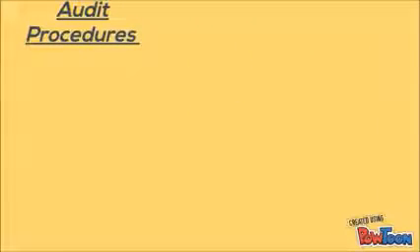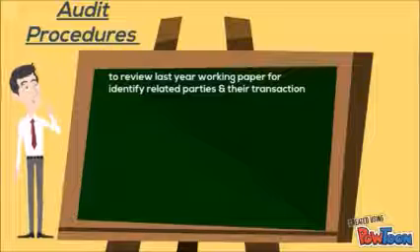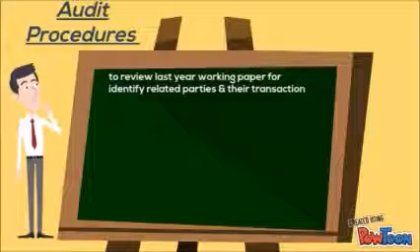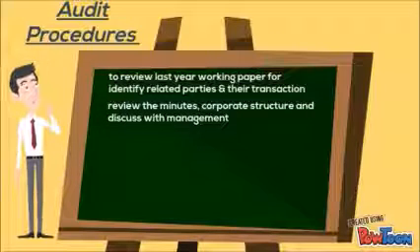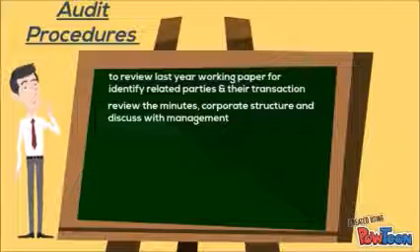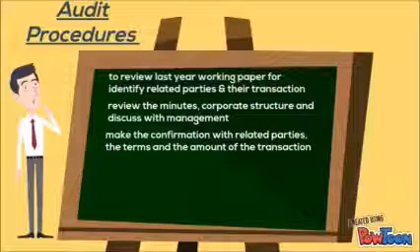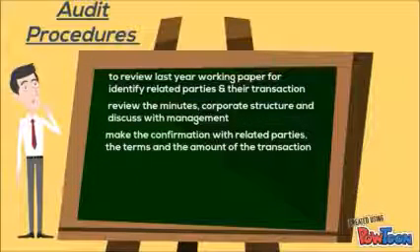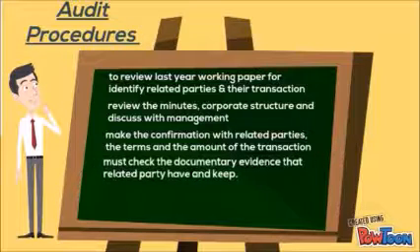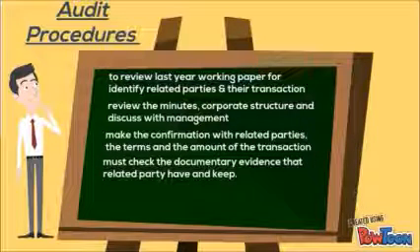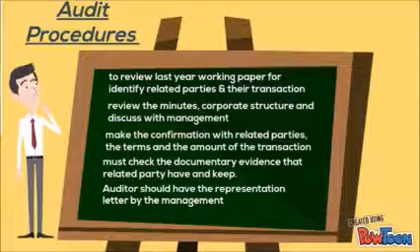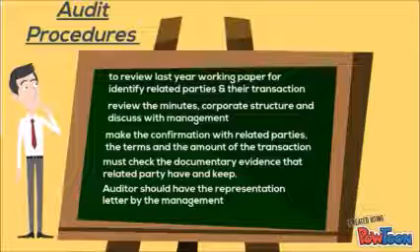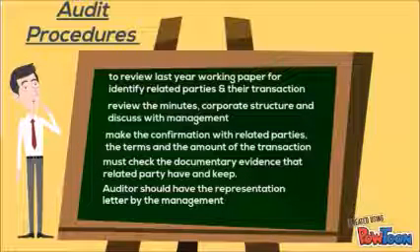Audit procedures. The auditor needs to review last year's working papers to identify related parties and their transactions. Next, the auditor should review the minutes and corporate structure and discuss with management. The auditor also needs to obtain confirmation from related parties of the terms and the amount of the transactions. The auditor must check the documentary evidence that the related party has and keeps. The auditor should obtain a representation letter from the management concerning the completeness of information and the adequacy of the related party disclosures in the financial statements.